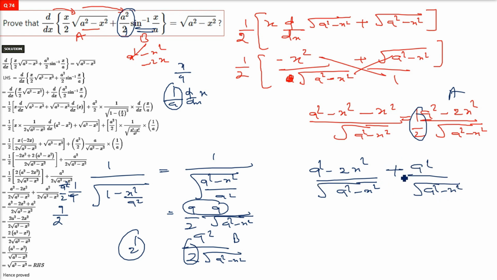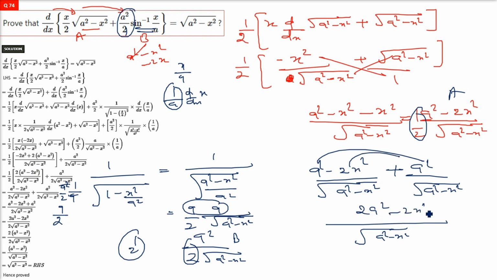So it will be twice of a square minus 2x square, that is, the denominator is same, a square minus x square. So a square plus a square is twice a square, and then we have minus 2x square. Now you can take 2 common. And you remember half was already there, so just cancel this 2 with this 2. So a square minus x square by under root a square minus x square.